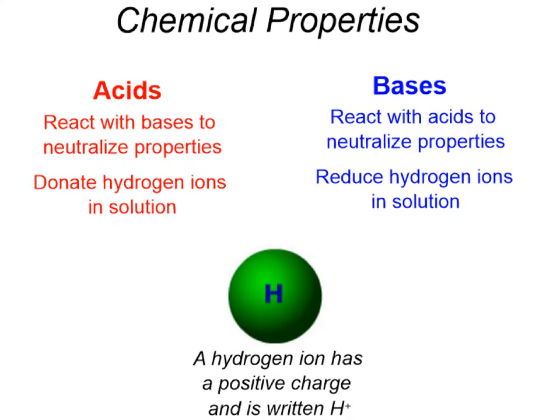Chemical properties of acids and bases. Acids react with bases to neutralize their properties. Acids donate hydrogen ions in solution. A base would also react with acids to neutralize its properties, and it will reduce the hydrogen ions in solution. Remember, a hydrogen ion has a positive charge, and it's written like that.